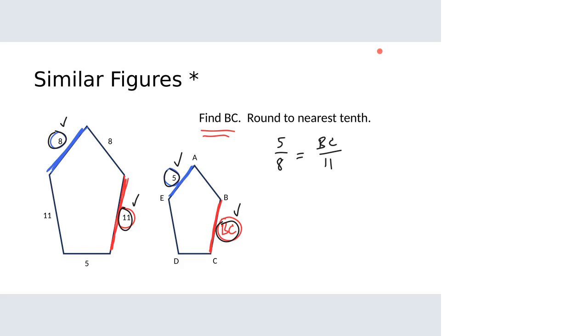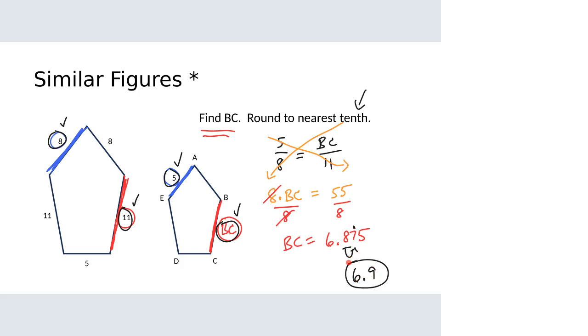We'll cross multiply. BC times 8 is 5 times 11. And then we'll divide both sides by 8. Those cancel, leaving me just BC. And on the right-hand side, I have 55 divided by 8, 6.875. And I was told to round this one to the nearest tenth. So we'll find the tenths place, look one space to the right, that's 5 or bigger. So we'll round this up to 6.9.